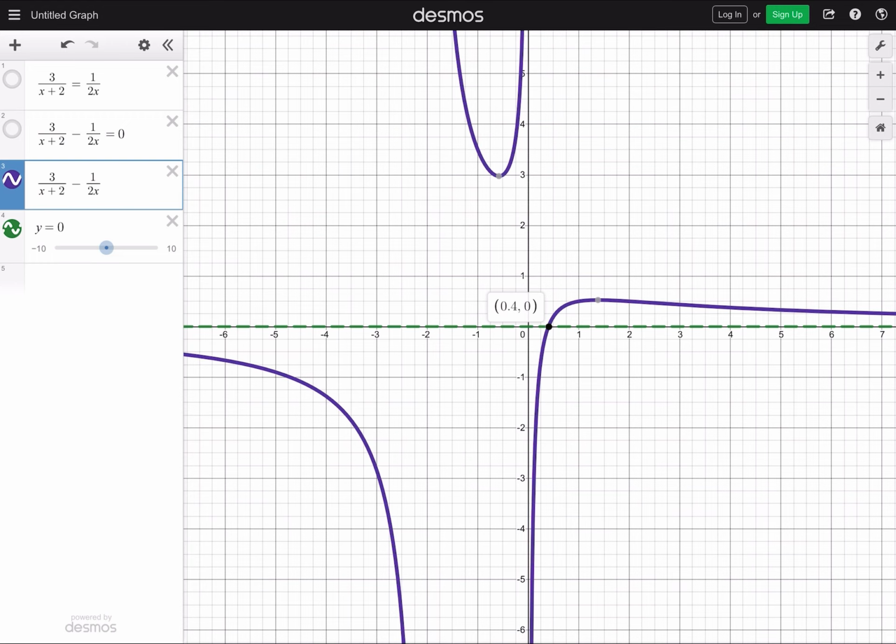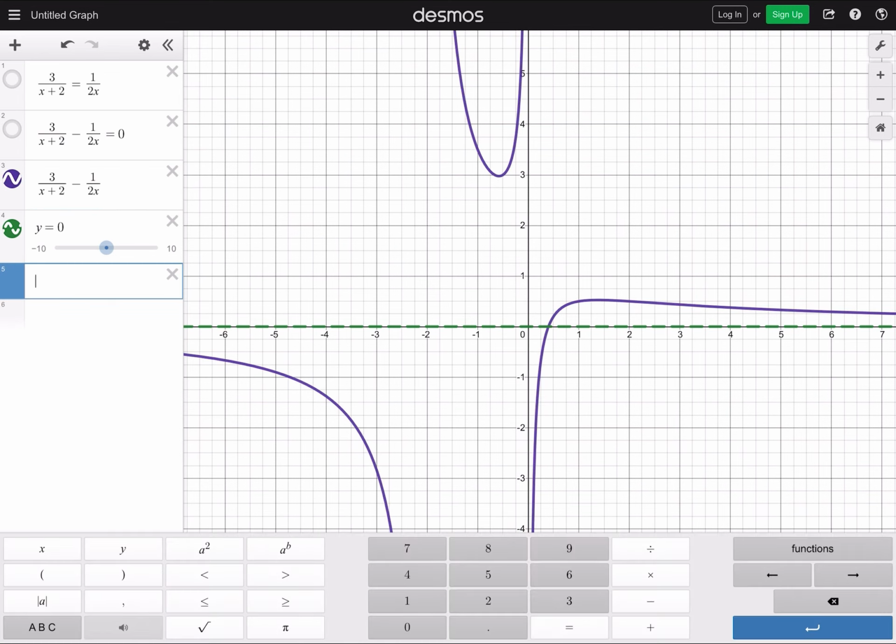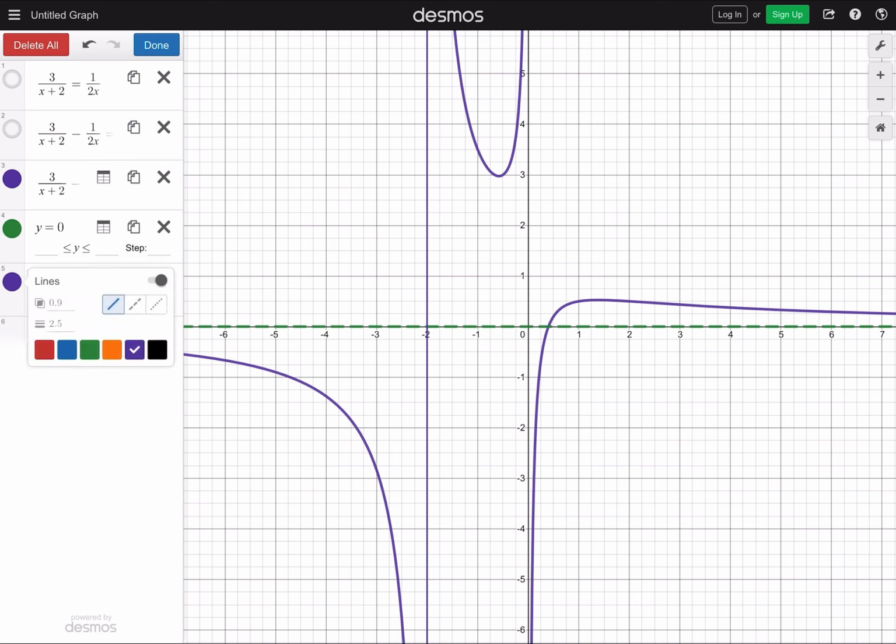So what happens when x equals negative 2? Let me graph that. When x equals negative 2, you have this, and then I'm going to change the color. To change color, you have to hit the gear icon, and then you can change that to what color you want. So let's use a dotted line. So what happens when x equals negative 2?